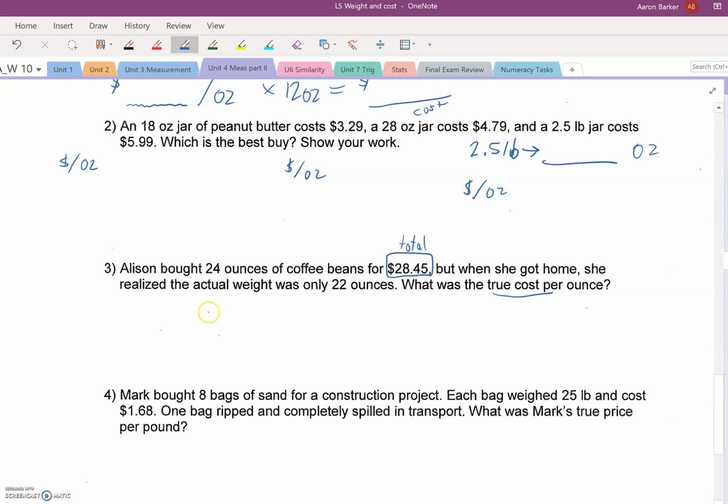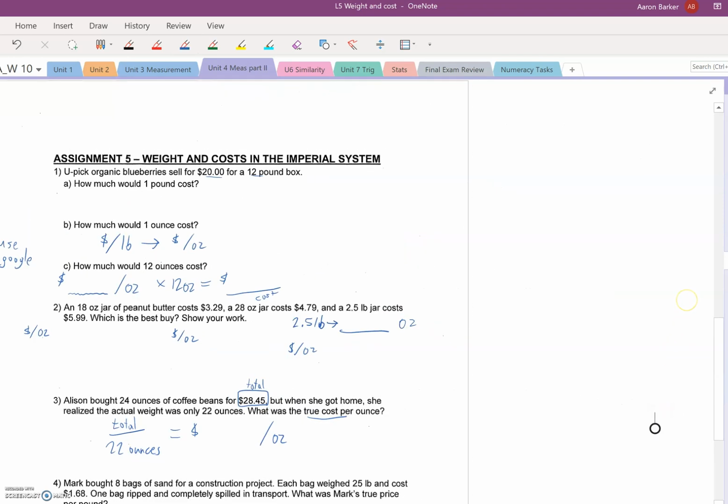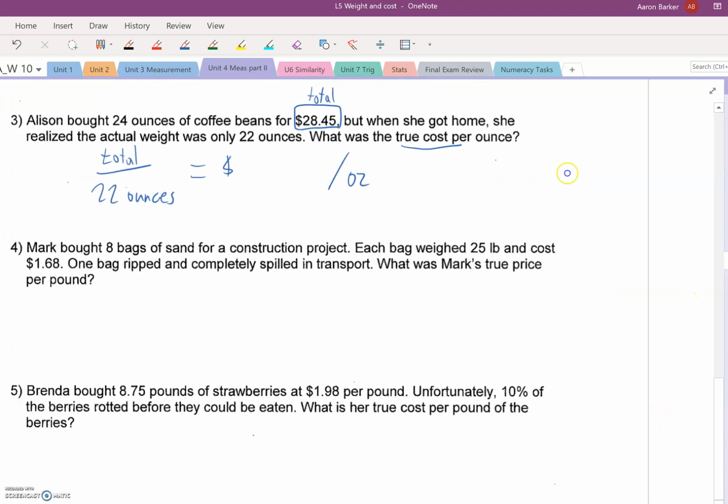But now that we know the total, you're just going to take your total and you're going to divide it by your true 22 ounces. Okay, and so that's going to be your true cost per ounce. Okay, find your total and then divide by 22. Good.